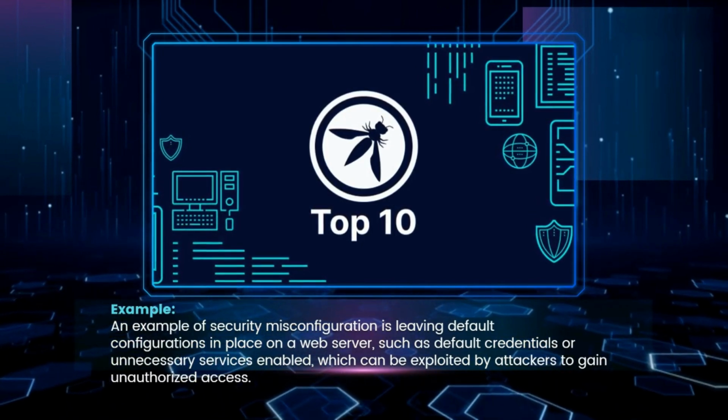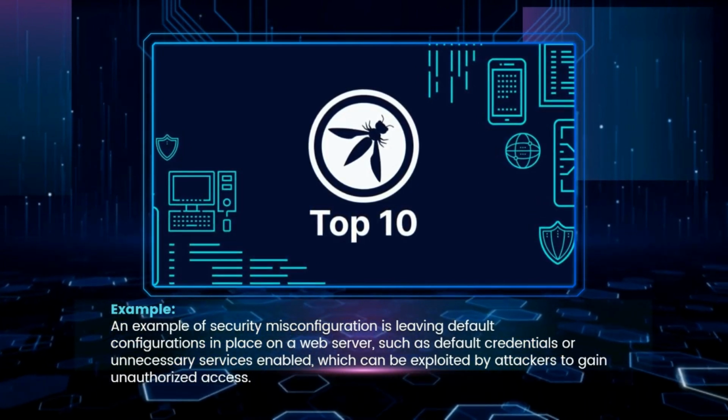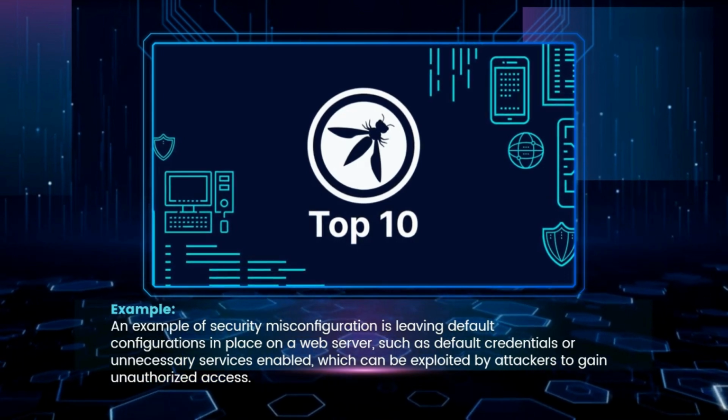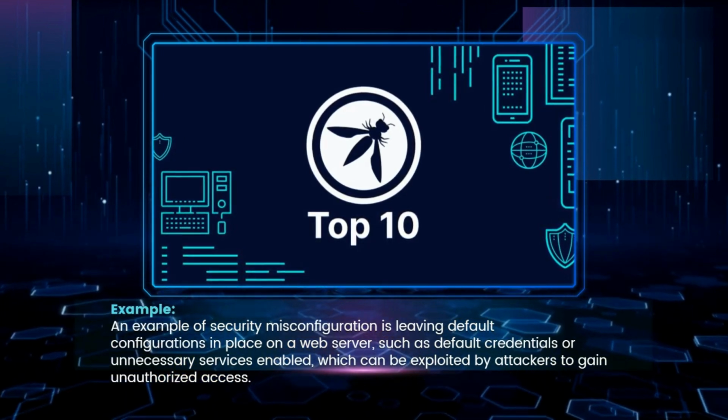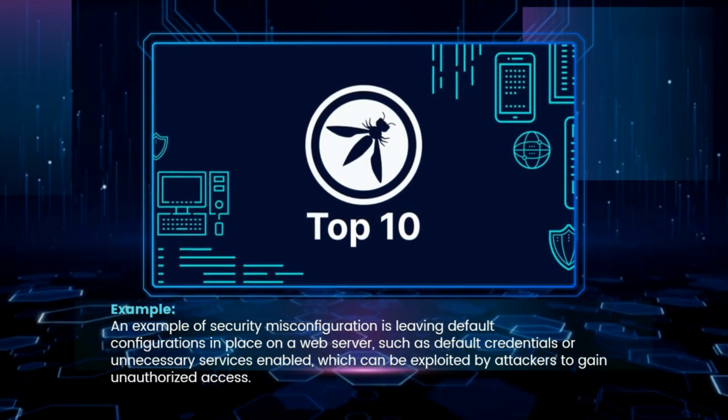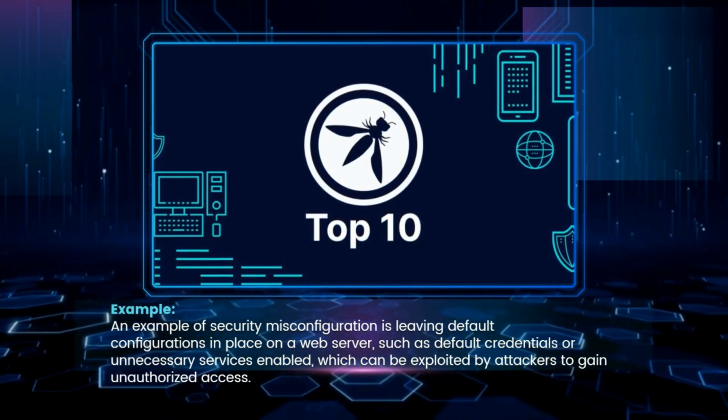Example: an example of security misconfiguration is leaving default configurations in place on a web server, such as default credentials or unnecessary services enabled, which can be exploited by attackers to gain unauthorized access.